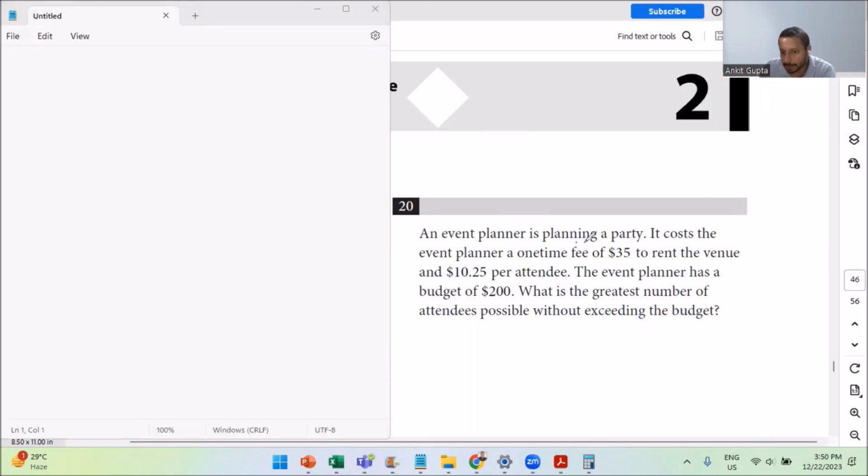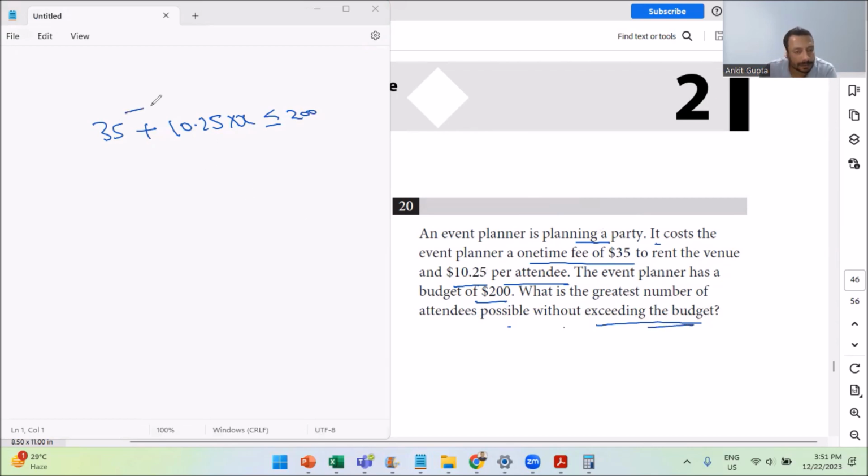An event planner is planning a party. It costs the event planner a one-time fee of $35 to rent the venue and $10.25 per attendee. Plus 10.25 times the number of attendees, let's say x. The event planner has a budget of $200. That means this has to be less than or equal to 200. What is the greatest number of attendees possible without exceeding the budget?